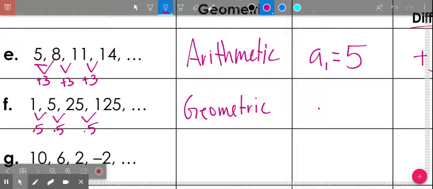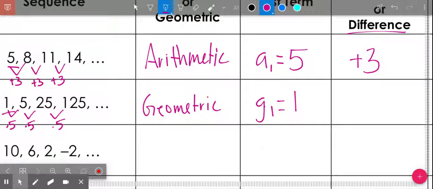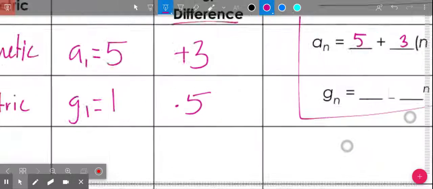And we need our first term first. So it's g sub 1. Our first term was 1. And then if we look at this, what was our ratio? We were multiplying by 5. So now all we have to do is fill in the blanks.